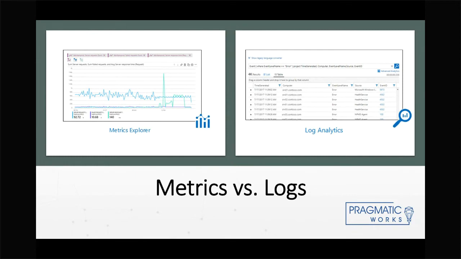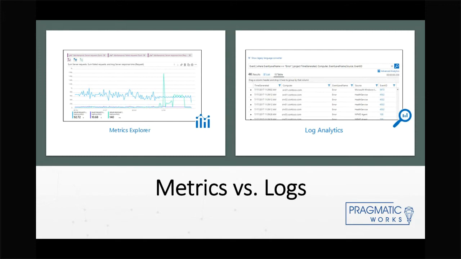Similarly, but there are some important distinctions. Logs don't necessarily need to be numeric. They can be, they could be numeric type data, but it's usually telemetry type data that you can piece together to see events or patterns of different events that you need to troubleshoot.